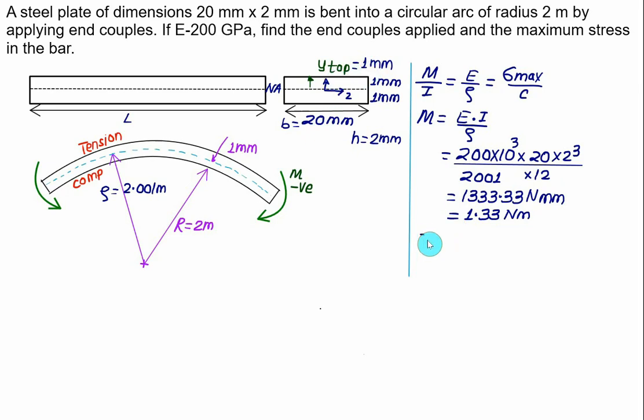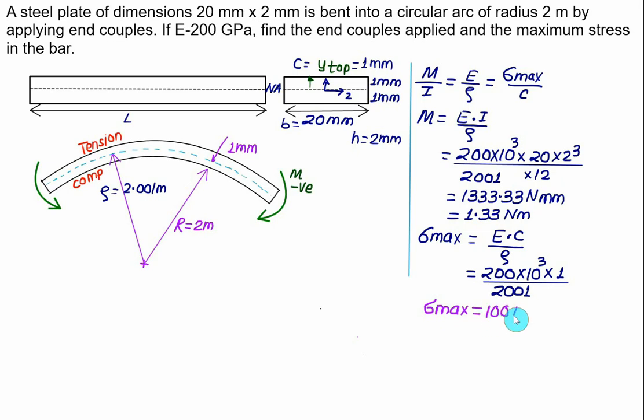So the maximum bending stress will be equal to E multiplied by C divided by rho. Young's modulus here is equal to 200 into 10 to the power 3. The C value will be equal to the value of either top fiber or bottom fiber, in the case of a rectangular section equal to 1. And the radius of curvature is 2.001 meter, the same as 2001 mm. So approximately the maximum bending stress is very close to 100 megapascal. And this value of maximum bending stress is tension for the top fiber and compression for the bottom fiber.